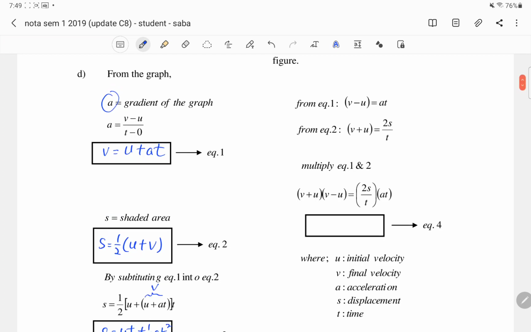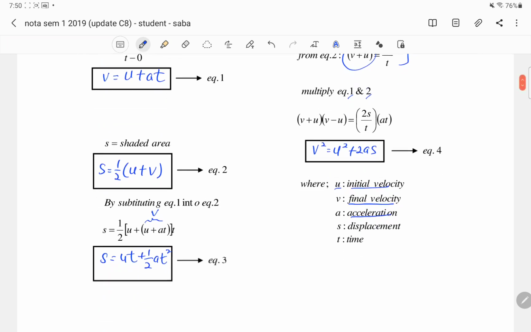So then from equation number 1 we have v minus u is equal to at. From equation number 2 you have v plus u equal to 2s over t. And then you multiply equation 1 with equation number 2. So then you get the very famous equation, which is v squared equal to u squared plus 2as. Where you have to know u is initial velocity, v is final velocity, a is acceleration, s is displacement and t is time.